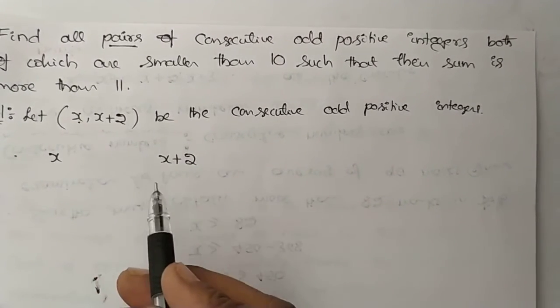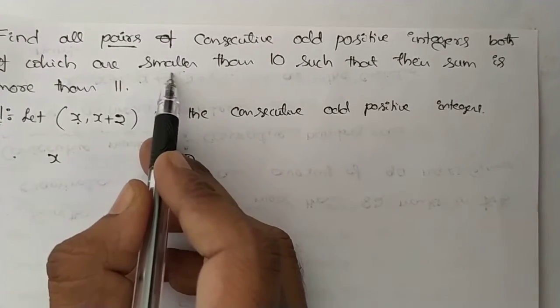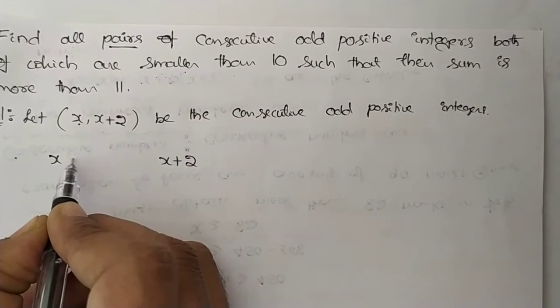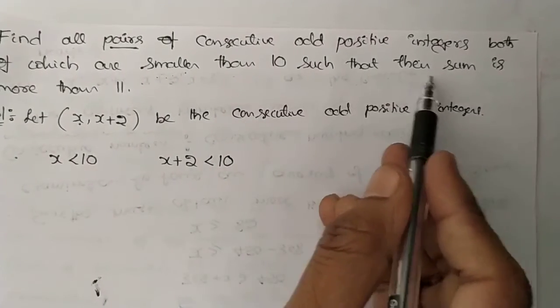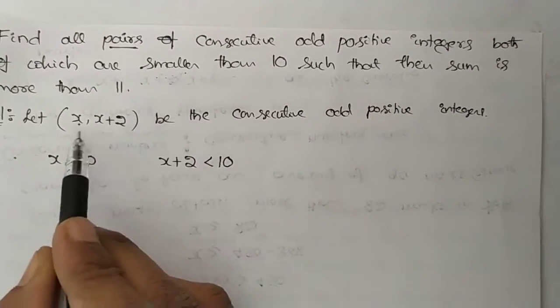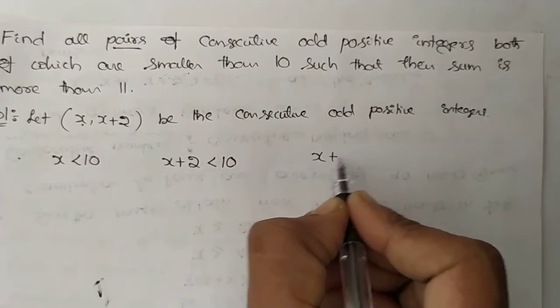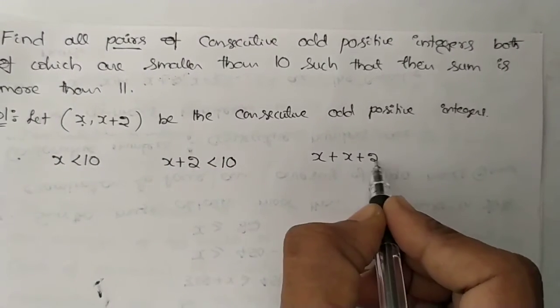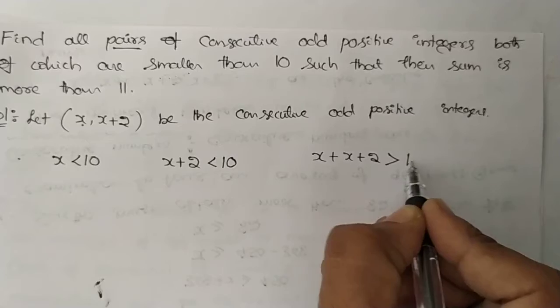For smaller, which symbol we have to use? Less than or greater than? Smaller is less than 10. X plus 2 is also less than 10. Such that their sum is more than 11. Sum is nothing but addition. X plus x plus 2 is more than 11. So for more than, which symbol we have to use? Less than or greater than? Greater than 11.